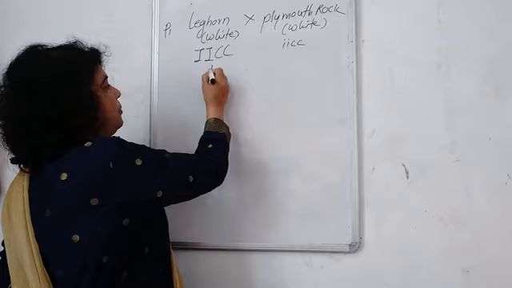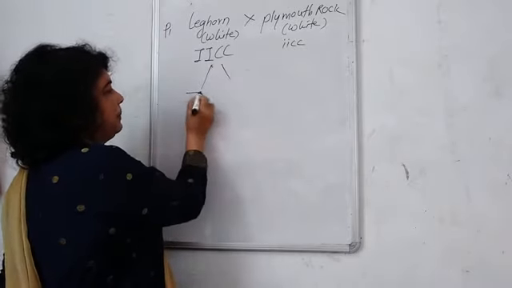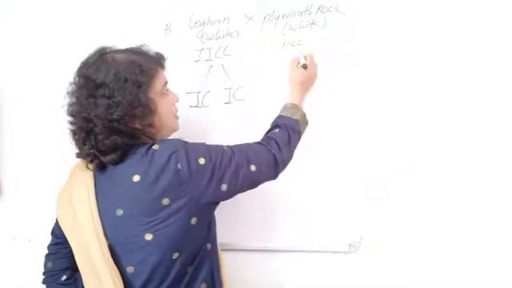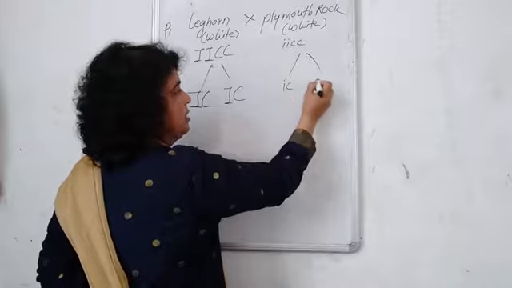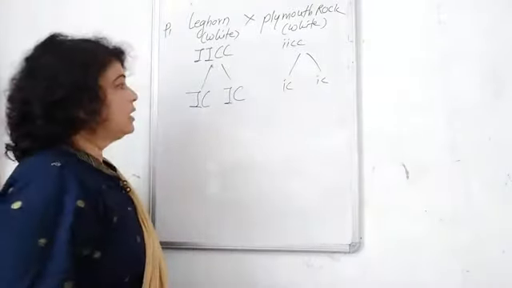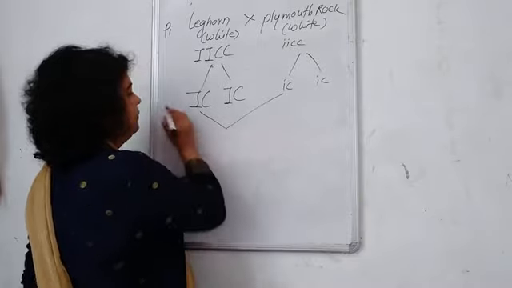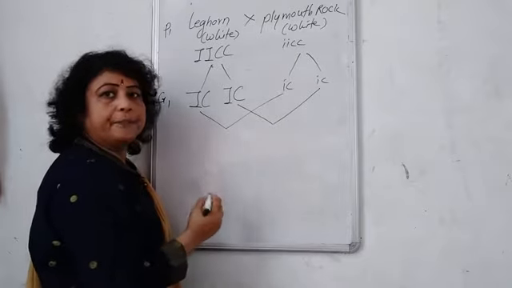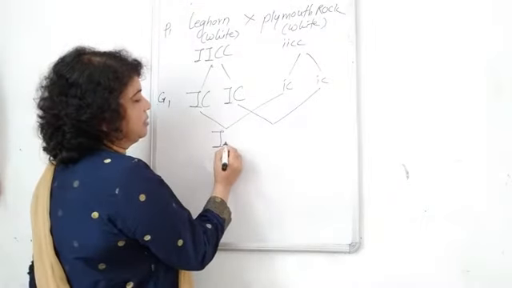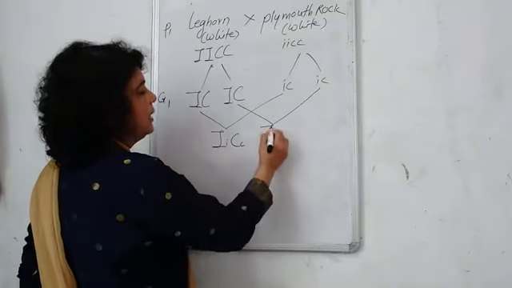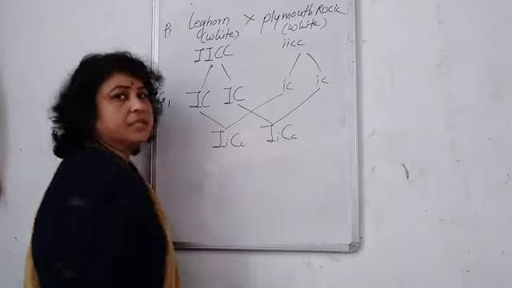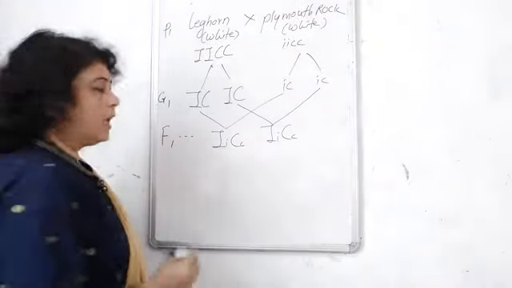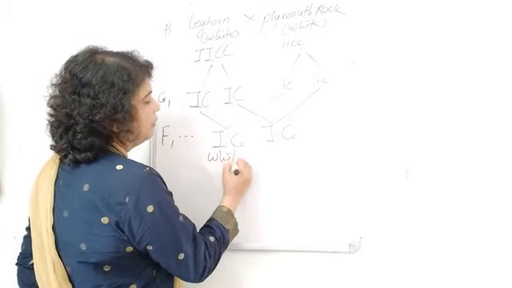Genotypically, one produces the gametes capital I, capital C, and the other produces the gametes small i, small c. When they cross with each other, they produce capital I small i, capital C small c. So these are the F1s, and they were white in color.